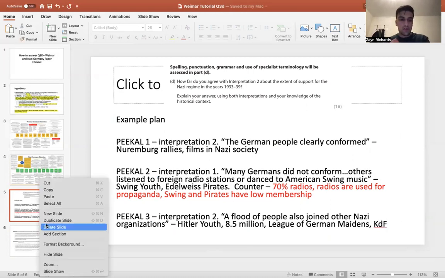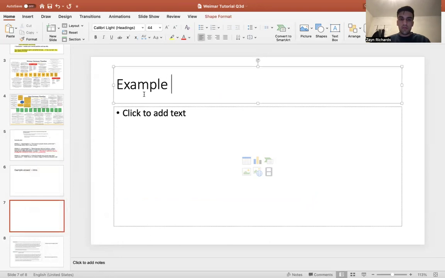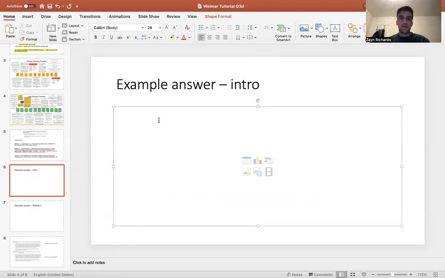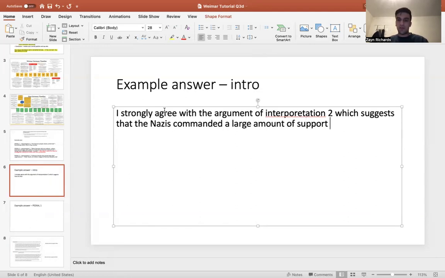Okay, so let's write this answer then. We'll start with the intro, and then I'll show you the paragraph. Okay. All right. So let's start then with the introduction. So I'm going to start by saying, in this essay, I strongly agree with the argument of interpretation two, which suggests that the Nazis commanded a large amount of support in German society.